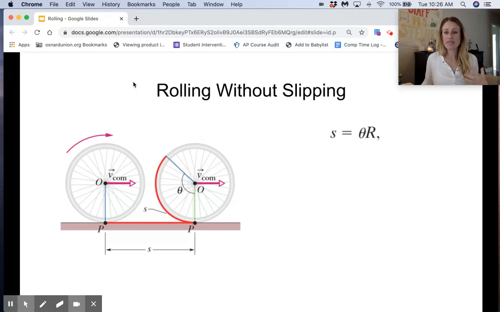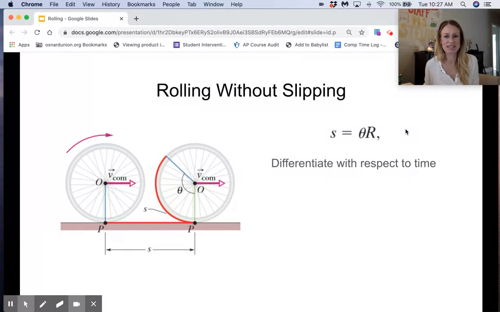And of course, we have seen this equation before. Our s, which is the arc length right here, also the distance traveled when we're looking at a certain time period, is going to be equal to that angle that we go through times r, which is the radius. And of course, if you are using this equation, you do have to be in radians in your calculator. So be very, very careful about that.